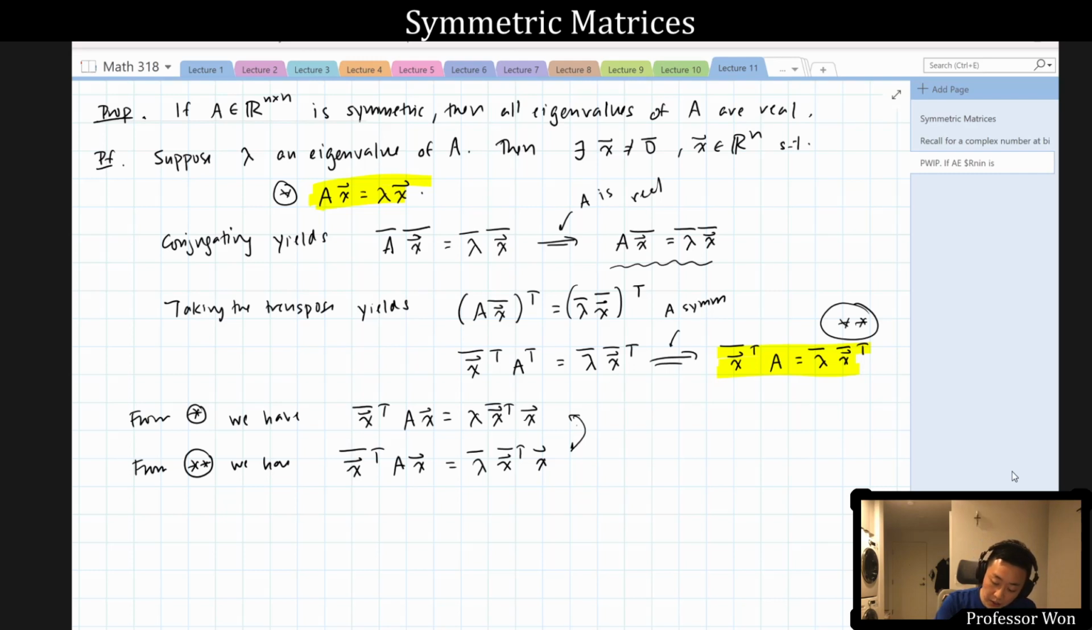So I know that these two are equal, because they're both equal to the same thing. But it might still be the case that this thing is 0. If those things were 0, it wouldn't tell me anything about lambda. So let's put this in words. This means that lambda x bar transpose x equals lambda bar x bar transpose x.